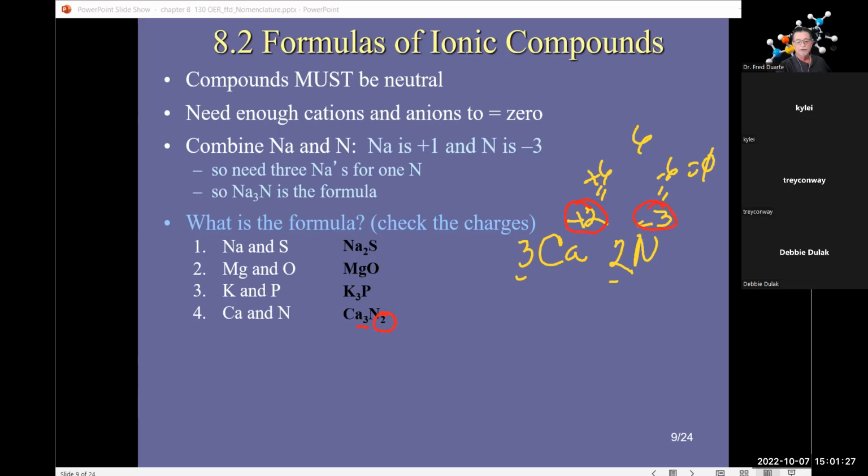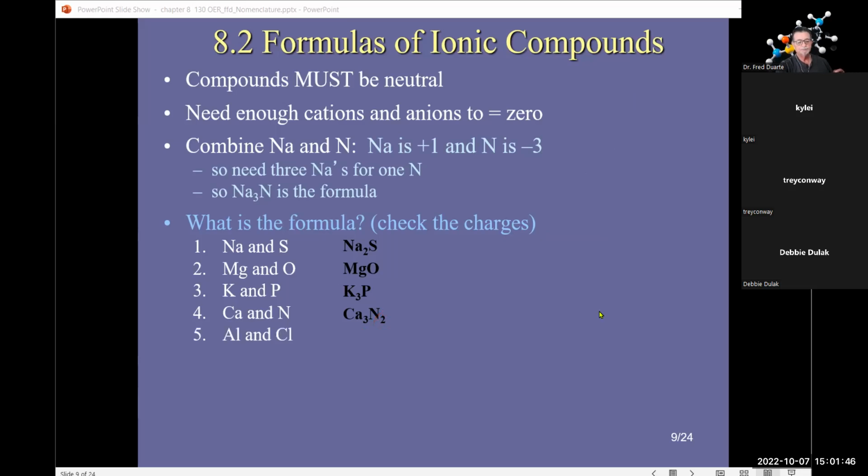But if you don't see it, not to worry. Go through the scenario we just talked about, look for a common number between the two, and then just multiply each one by a factor to get you to that common number. And then that factor becomes a subscript for that particular atom, or ion, I should say.